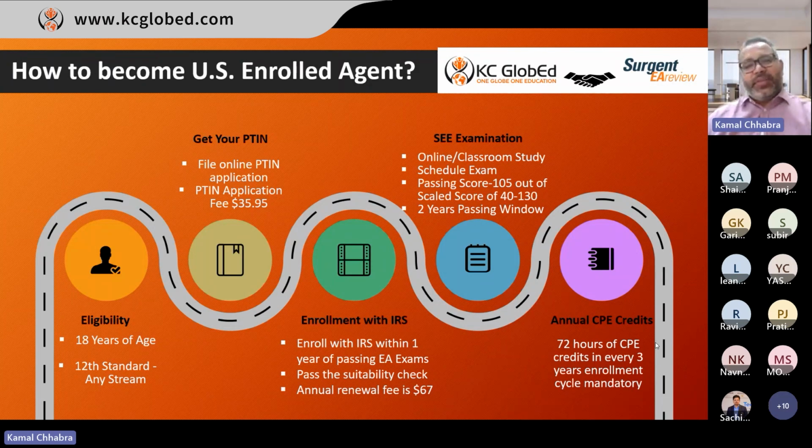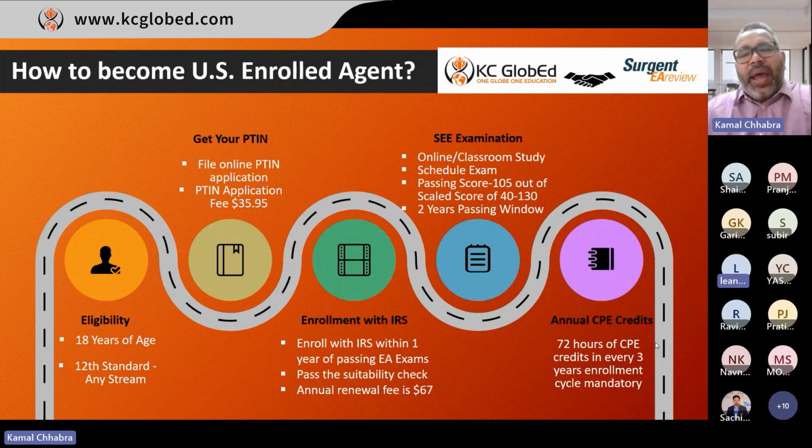The very first step is to take admission. Then we will help you with the application for the PTIN. You know PAN? Permanent Account Number. In the same way, in the US it is called PTIN, Preparer Tax Identification Number. As you are sitting for the exam for the US income tax department, you need to apply for the PTIN. The PTIN will be your identification.